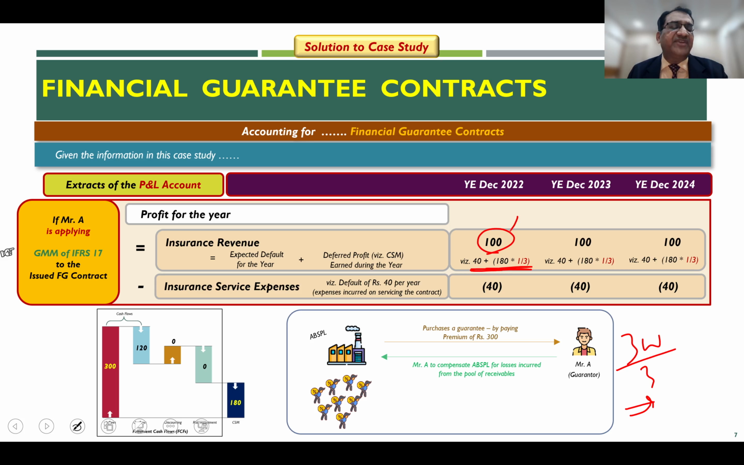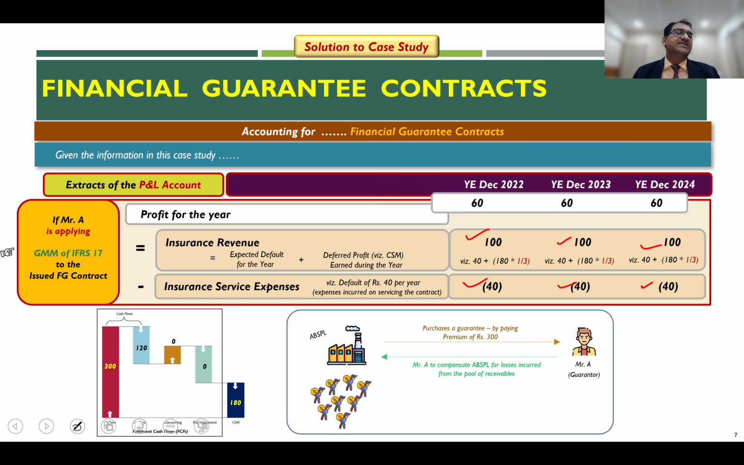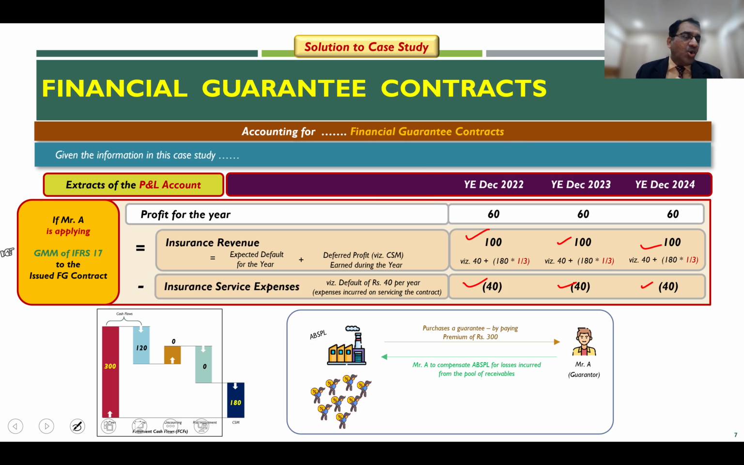Same way, in the next year also, expected default of 40 plus 1/3 related to year number 2. Likewise, year number 3, 1/3 related to year number 3. And therefore, if you look at revenue minus expense, this is 60 rupees in every year. So that means over the 3-year period, 180 rupees is your net profit, which is what you are expecting: 300 minus 120.